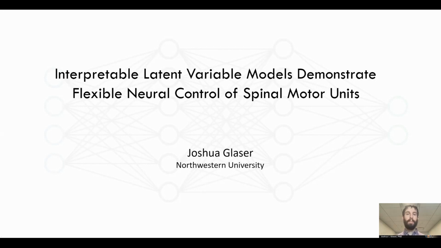And today I'm going to be telling you a story about how we can use machine learning models, in particular these latent variable models, to test hypotheses about neuroscience. I'm going to be focusing on one very specific example about spinal motor control.